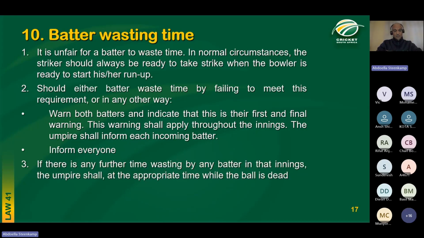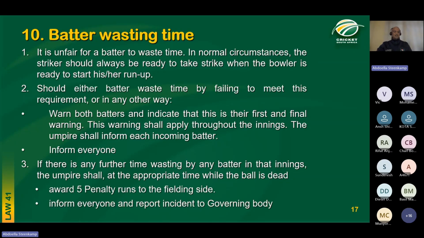Again, so what happens? In the same innings, there's further wasting of time by any of the batters. You've now given them a first and final warning for wasting time. So now there's more wasting of time by any of the batters. What is the punishment now? 5 penalty runs to the fielding side. And again, we'll inform everyone: the captain of the fielding side, the batters, the captain of the batting side, and we'll report this incident to the governing body of cricket for that particular competition.